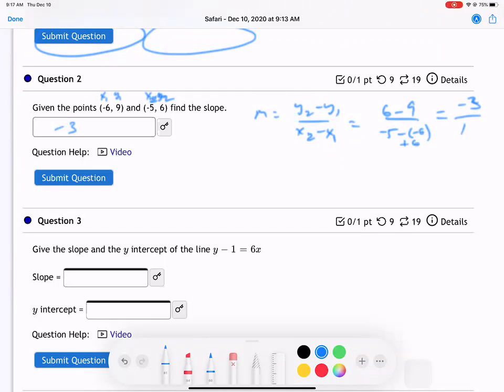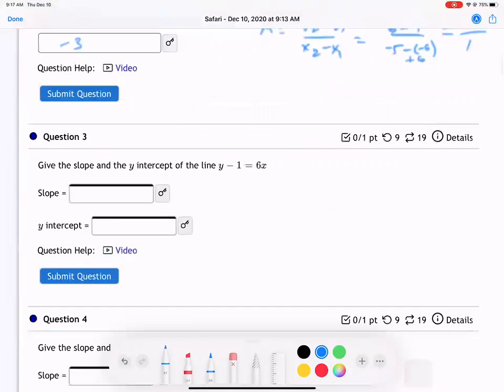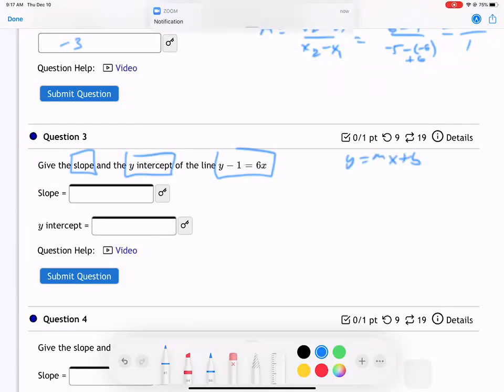Question number 3 says, give the slope and the y-intercept of the line. Now, they want us to find 2 things that we talked about a lot, slope and the y-intercept. And we have a formula for that. y is equal to mx plus b. y equals mx plus b is cool because if we can write it in this form, we have our slope and the y-intercept. Well, this isn't in that form.